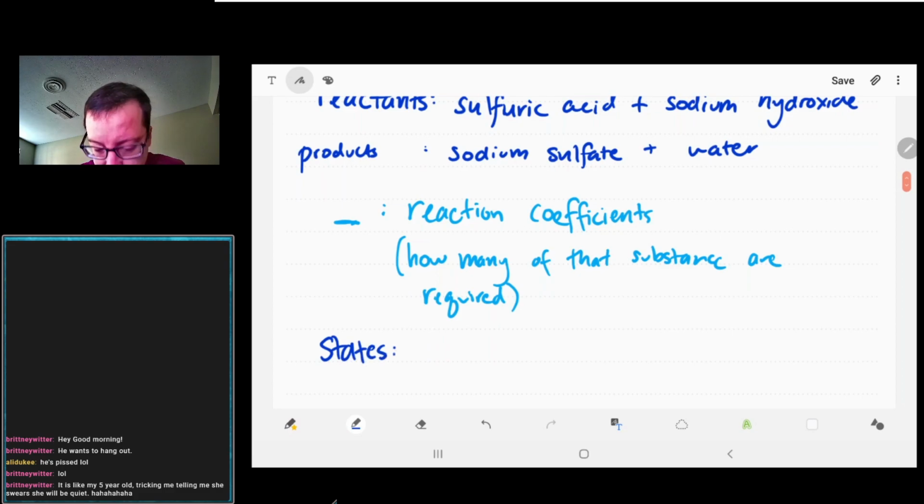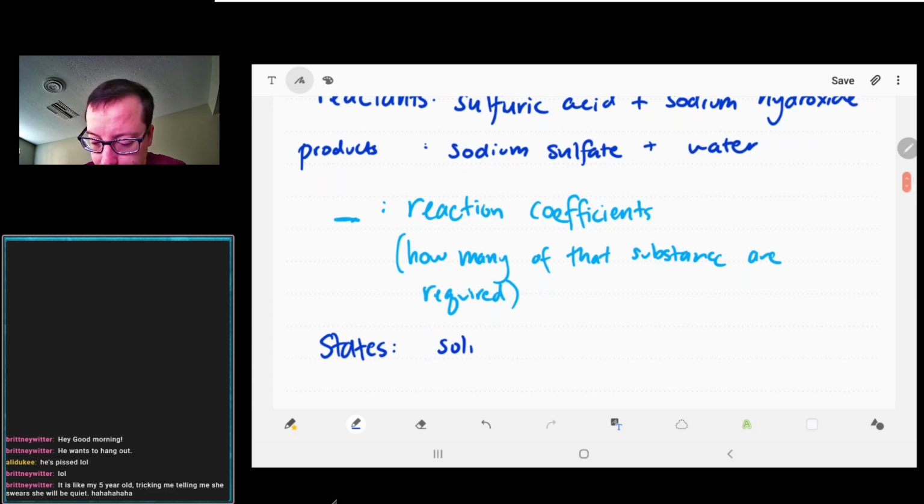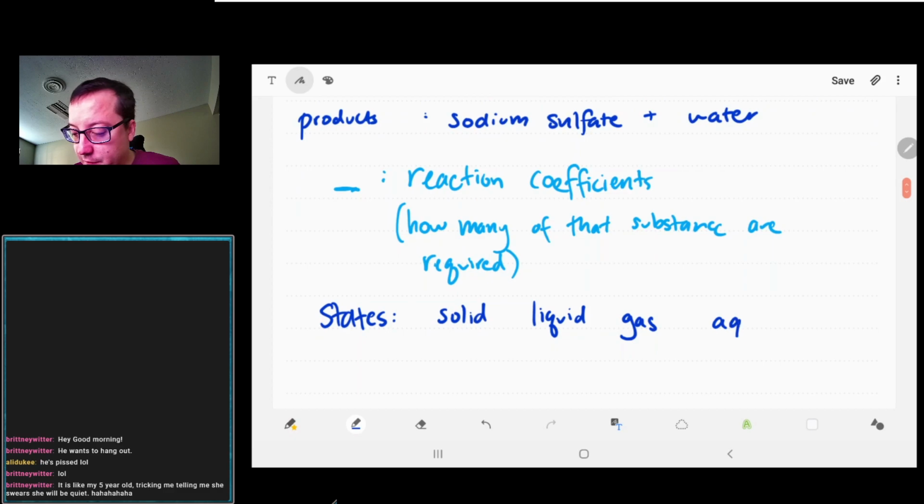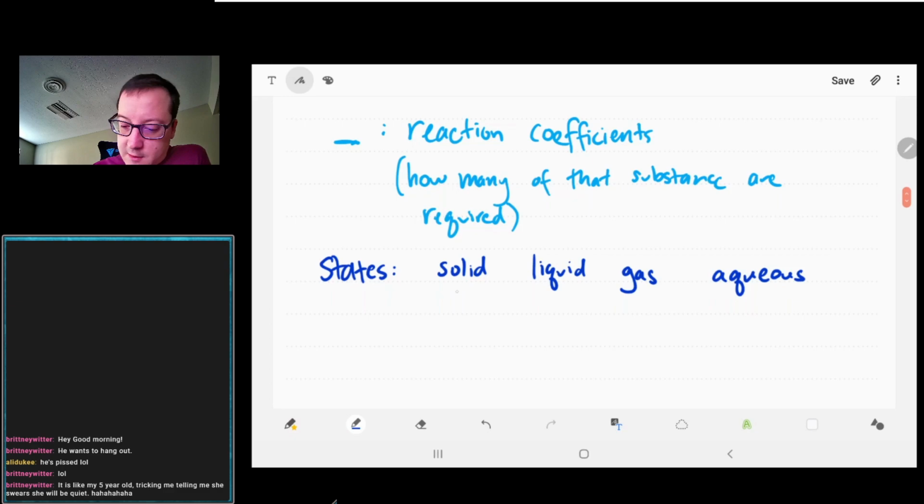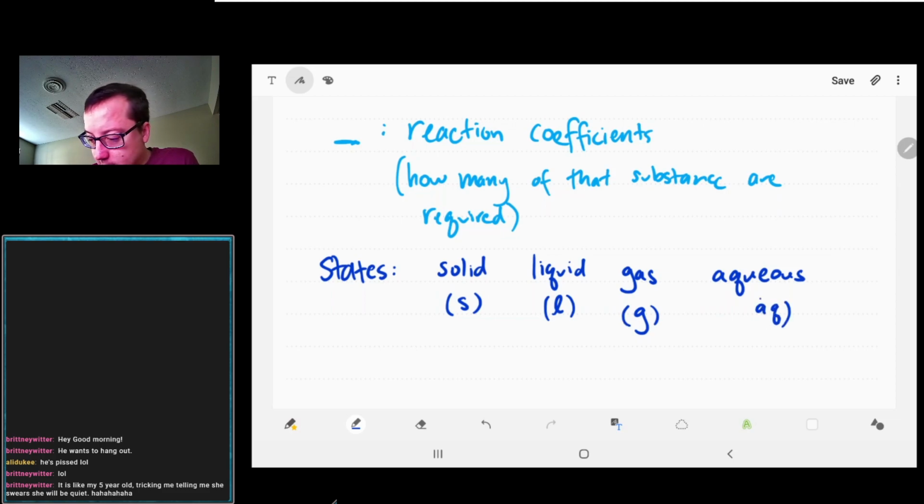So we're going to have 4 states of matter. We, of course, have solid, which I can't spell. We have liquid. We have gas. And then we have the 4th one, which is going to be aqueous. And so we abbreviate those like this. And we're going to see that this is important for being able to predict physically what's happening in a reaction.